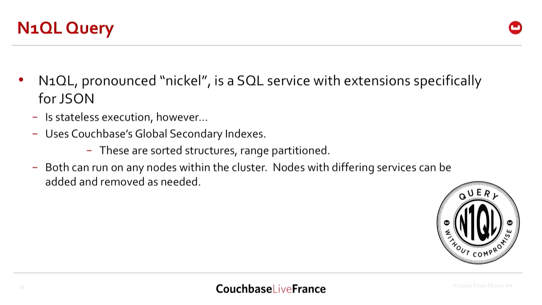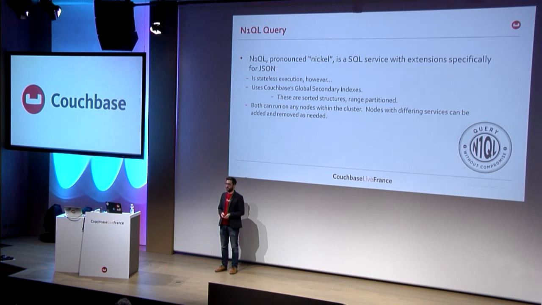For N1QL, this is the SQL language which lets me query JSON, which lets me generate indexes on that JSON. It's stateless execution, but it uses Couchbase global secondary indexes. So I can say create index on this bucket, on this field, the index is created, and then if I write a query which can use that index, it will be traversed and the results will be streamed back to me in JSON. So there's the query engine, which will parse, tokenize, plan your query execution, and there's the indexing engine. They might be co-located, or they might be distributed physically.